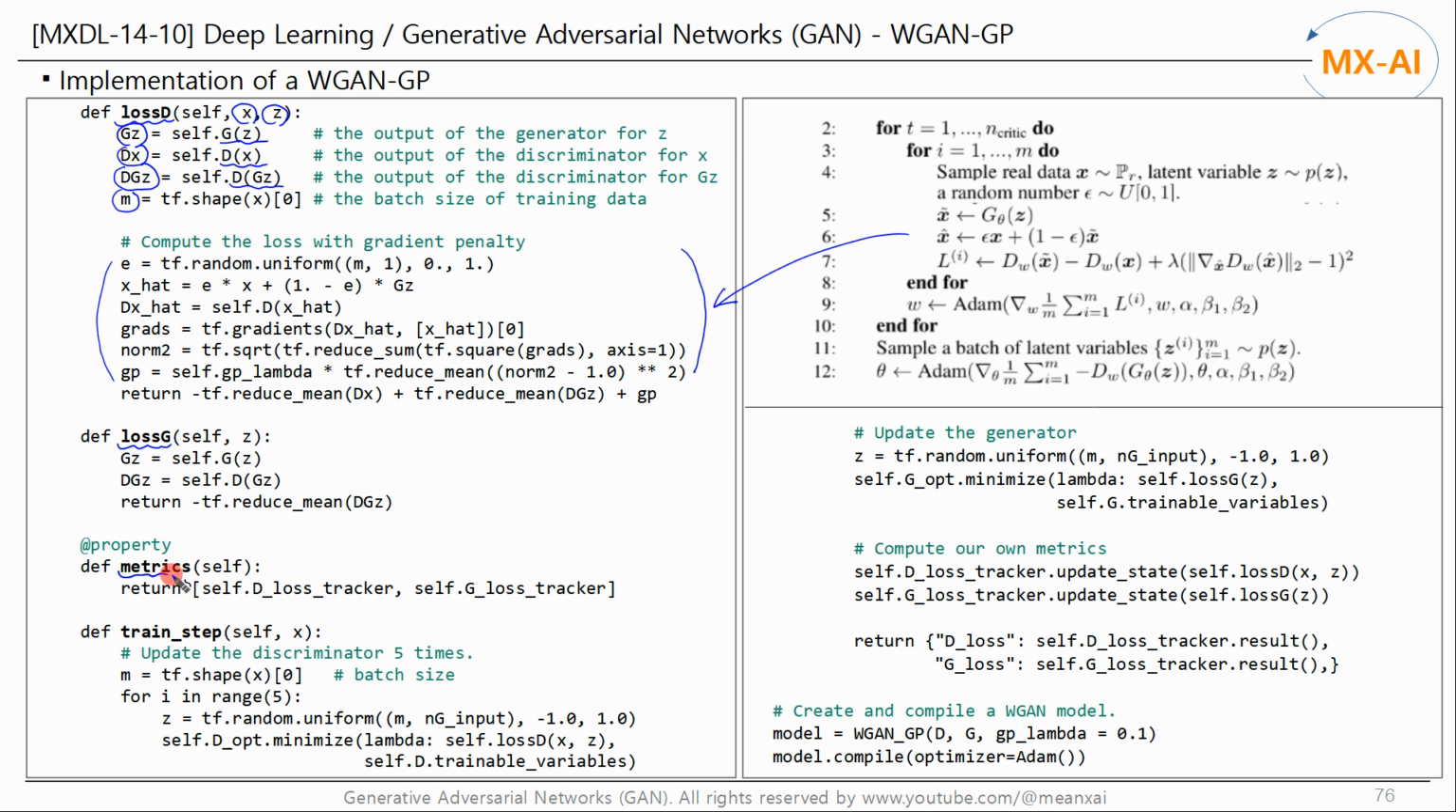We define a list of metric objects for the discriminator loss and the generator loss. Next, we define the train step method. This is also identical to that of a standard GAN. Update the discriminator 5 times and update the generator once. We create and compile the WGAN-GP model. We set the GP lambda to 0.1.